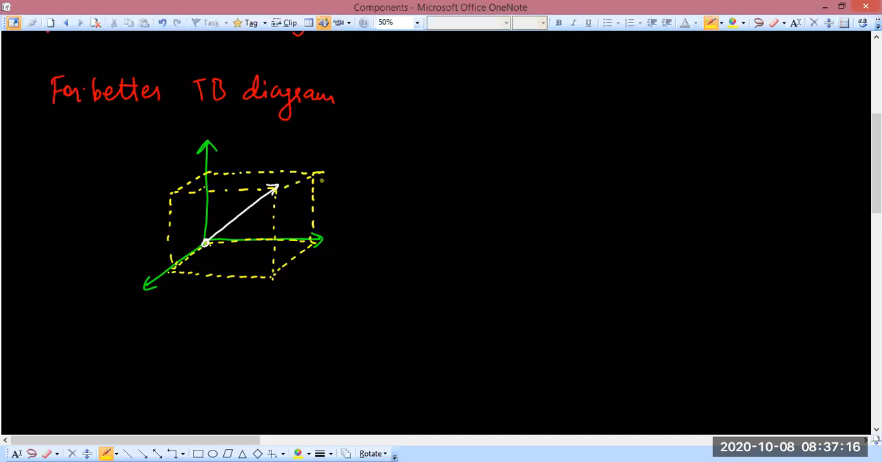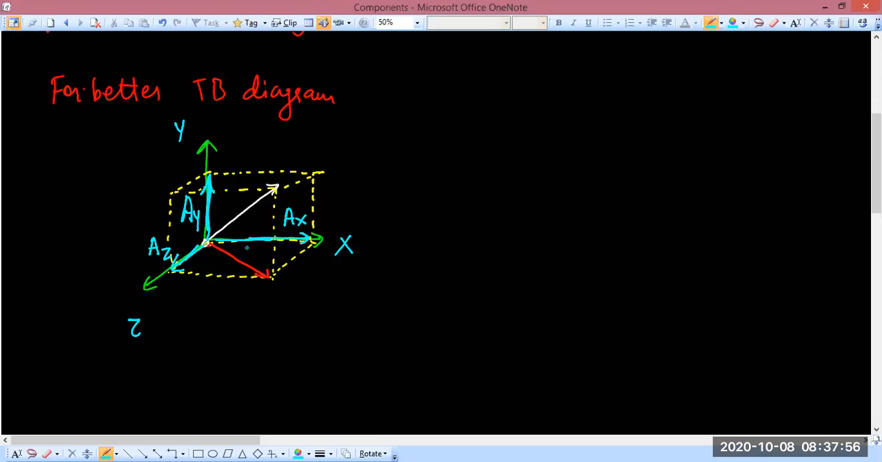Does it help? So this vector has 3 components. Okay, which 3? Have a look at this very carefully. This is x-axis, y-axis, and z. This component is AY, right? Okay, this component is AZ, and this component is AX, right?